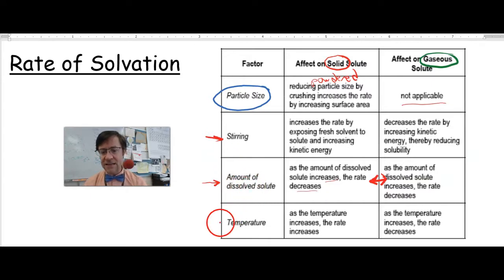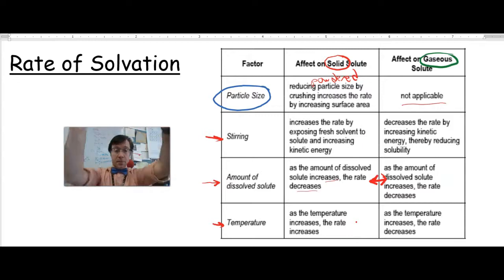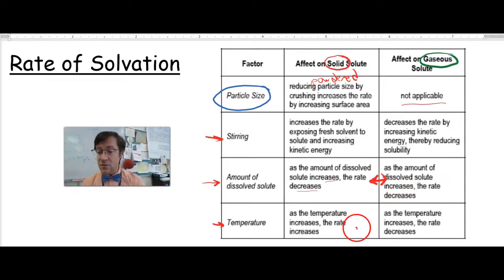And then the last thing is temperature. Again, for a solid, you want to shake it up and move it about. It is definitely going to increase the rate of solvation for a solid, but for a gas, if you increase the temperature, it's going to make it harder and harder and harder for that gas to dissolve. You guys follow me there?